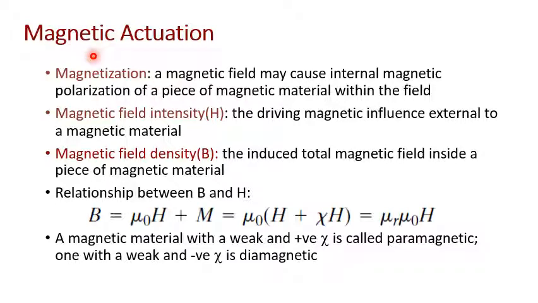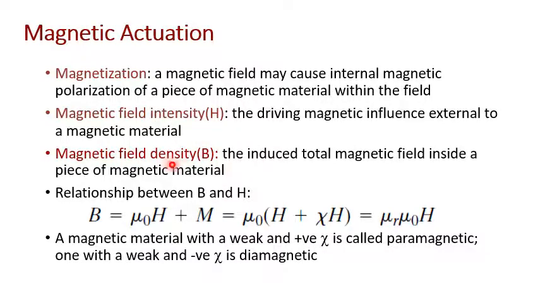Now we will look at the concepts used in magnetic actuation. A magnetic field can cause internal magnetic polarization for a piece of magnetic material. This phenomenon is known as magnetization. Now the magnetic field intensity is defined as the driving magnetic influence which is external to a magnetic material. Any piece of magnetic material will contain magnetic domains. So the strength of the internal magnetization depends upon the extent of ordering of these magnetic domains.